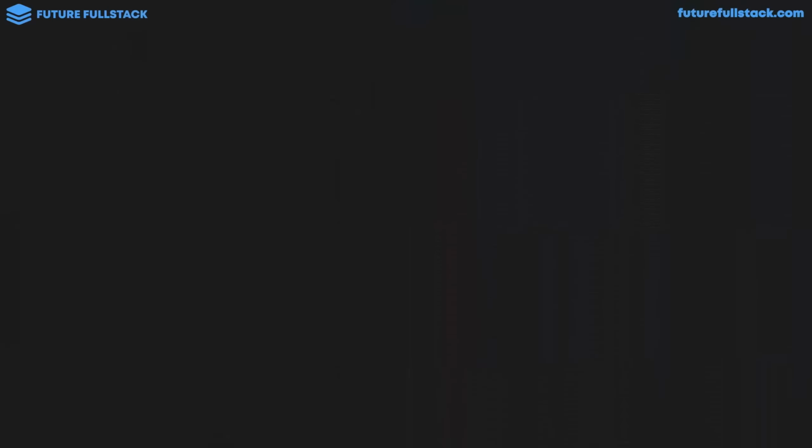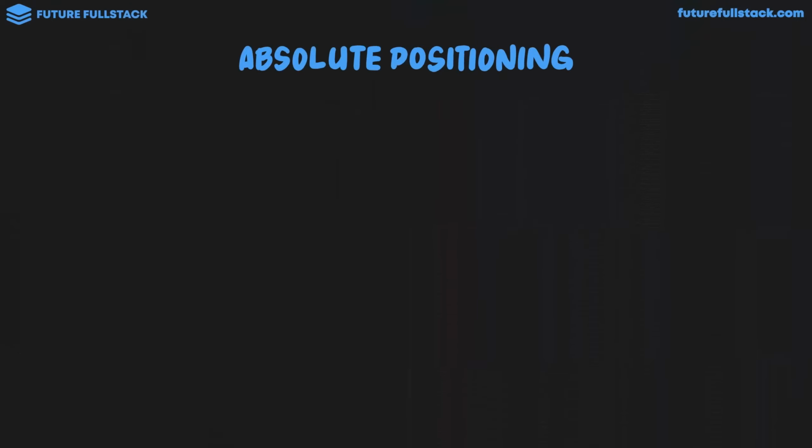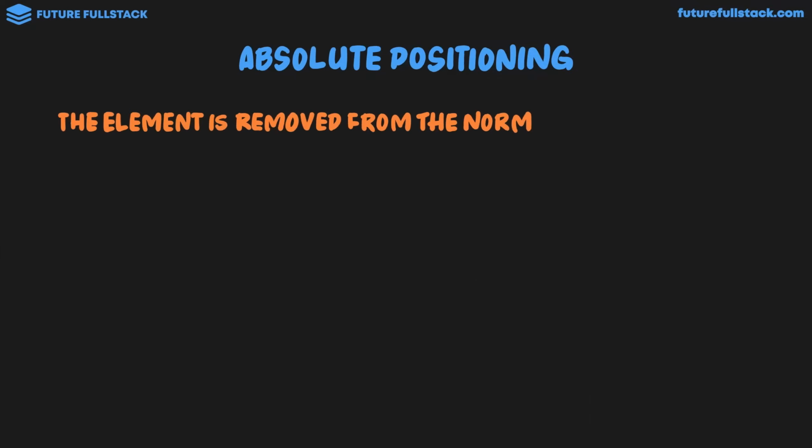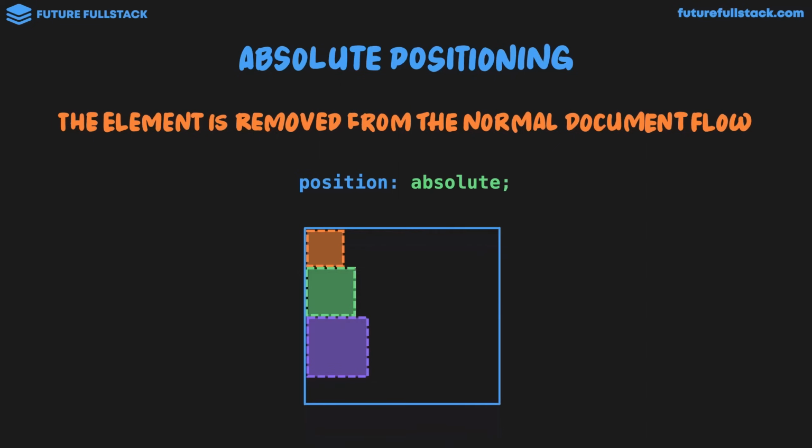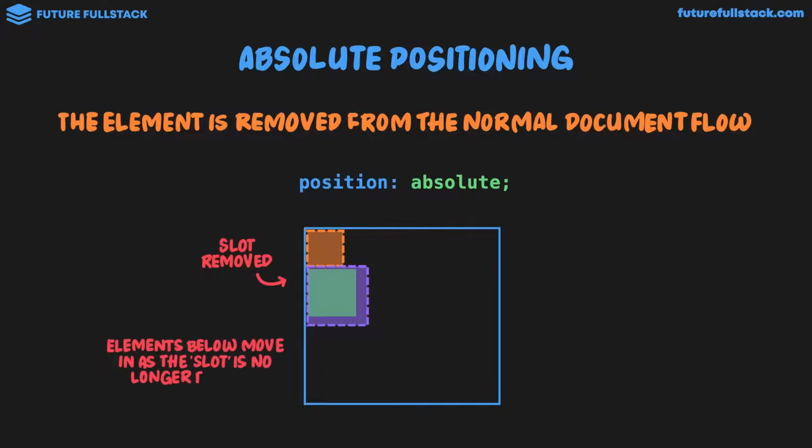So let's now take a look at absolute positioning. In absolute positioning, the element is removed from the normal document flow. In CSS, we are positioning with the value absolute. Let's take a look at this in diagram form. We're going to be focusing on the green element, and when we set position absolute, the actual slot of this element is entirely removed from our web page. So what this means is that any elements below it can now occupy that space. It's very different to relative positioning, where there, the slot of the element did remain in place. Whereas for absolute positioning, elements below move in as the slot is no longer present.